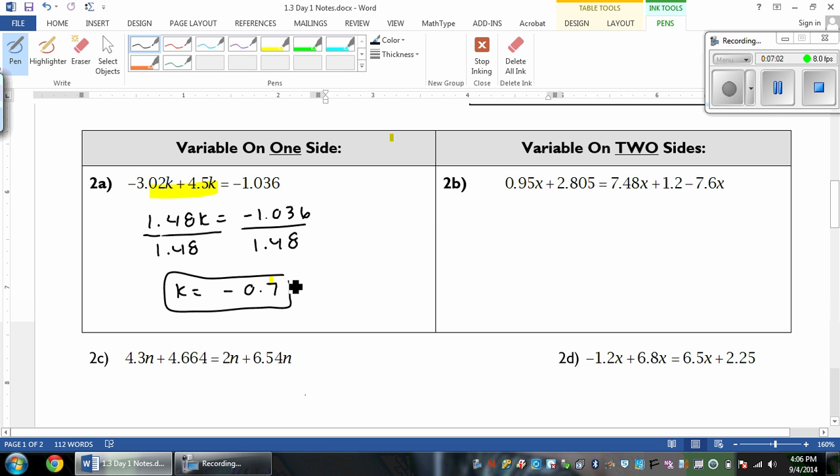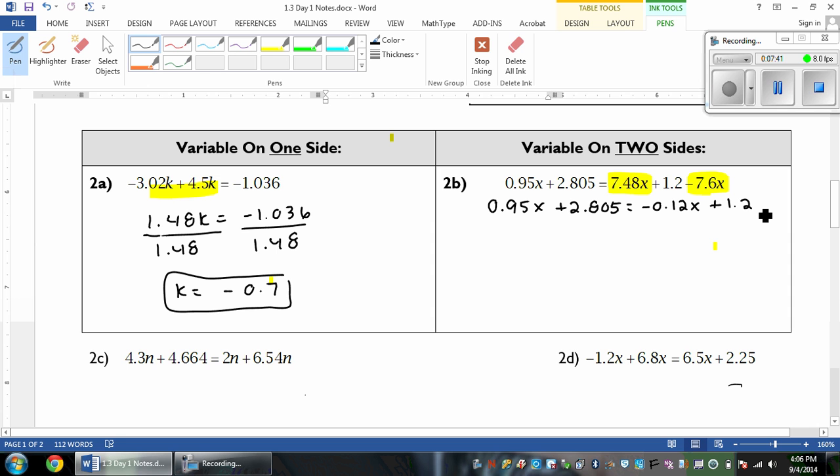Alright, now we're going to do a problem with variables on two sides. Again, same thing. What you should do is always look to see if you can combine like terms. Simplify before you use SAGMAT. And if you notice on the right-hand side, you have like terms. You have 7.48x and -7.6x. You're going to combine those. So I'm going to drop down what I have on the left, 0.95x plus 2.805. When I combine those, I'm going to get -0.12x, and then drop down the plus 1.2.